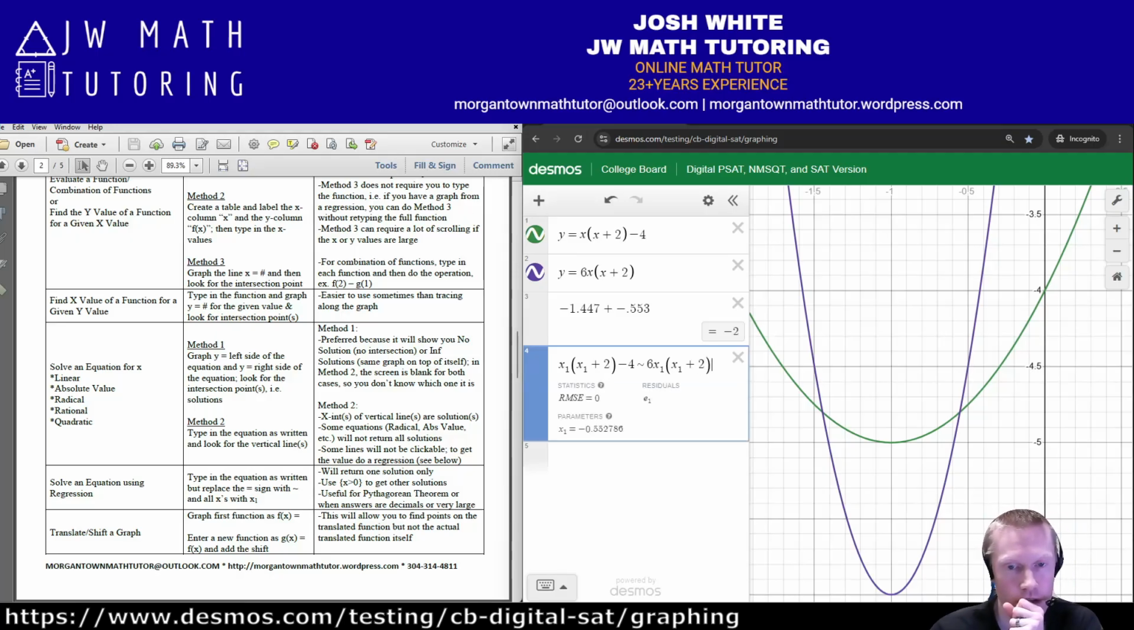Okay, so notice here, it gives me a solution. It gives me the negative 0.553, and it gives me the exact value here. So I have the exact value stored in x1.